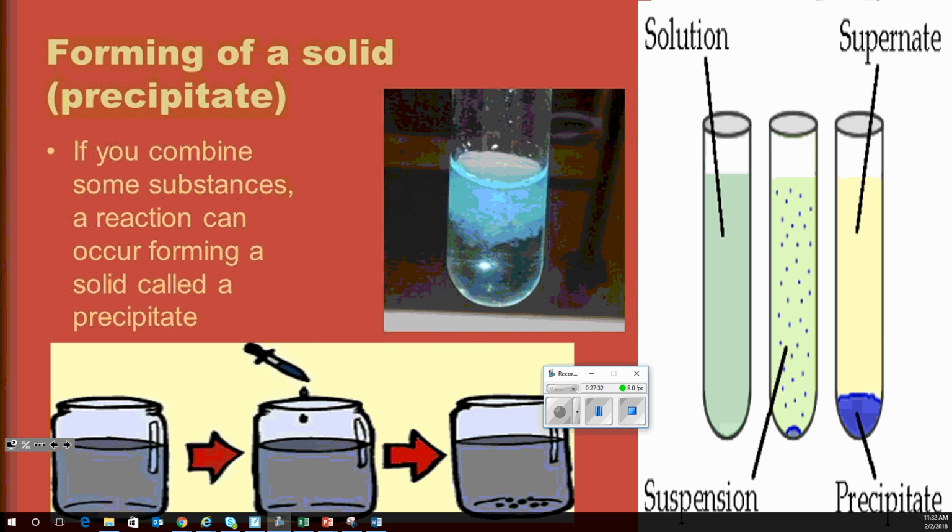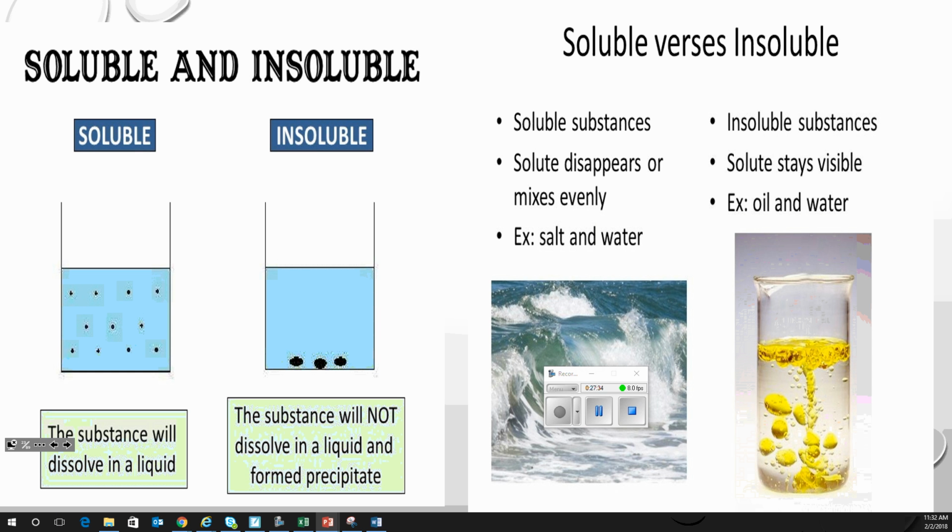Okay, going forward. We have soluble and insoluble. So if something is soluble, tell me what happens. It will dissolve. If something's insoluble, it won't dissolve, right? Like a hand, hopefully won't dissolve in water. It will dissolve in hydrochloric acid, though. Okay, so some examples: salt and water would be a soluble substance. Oil and water would be insoluble.